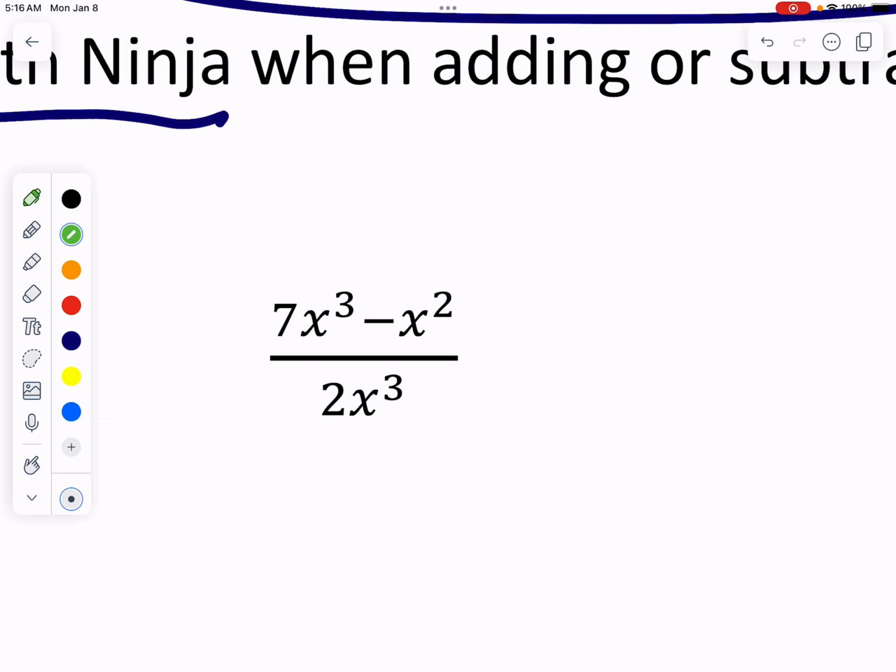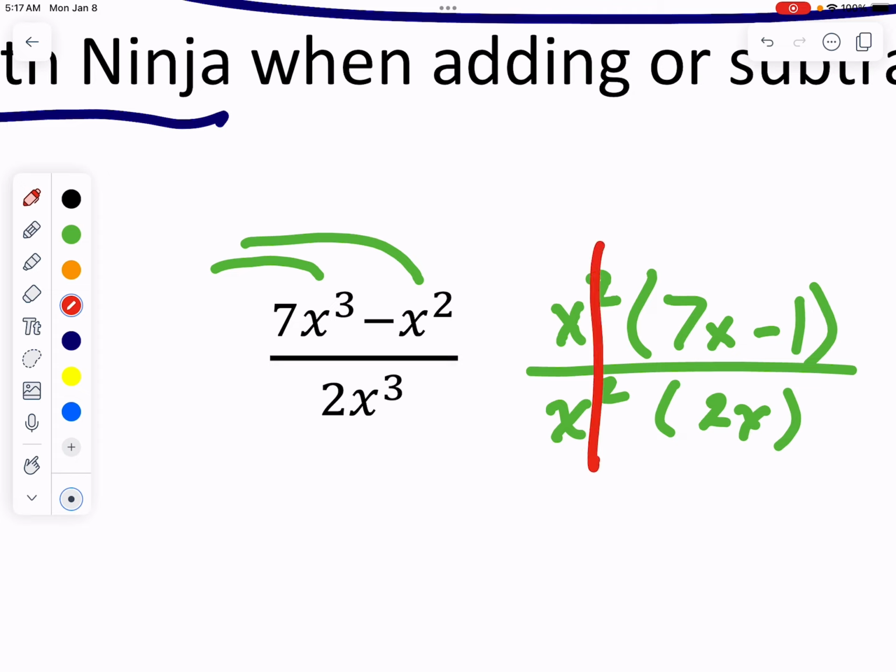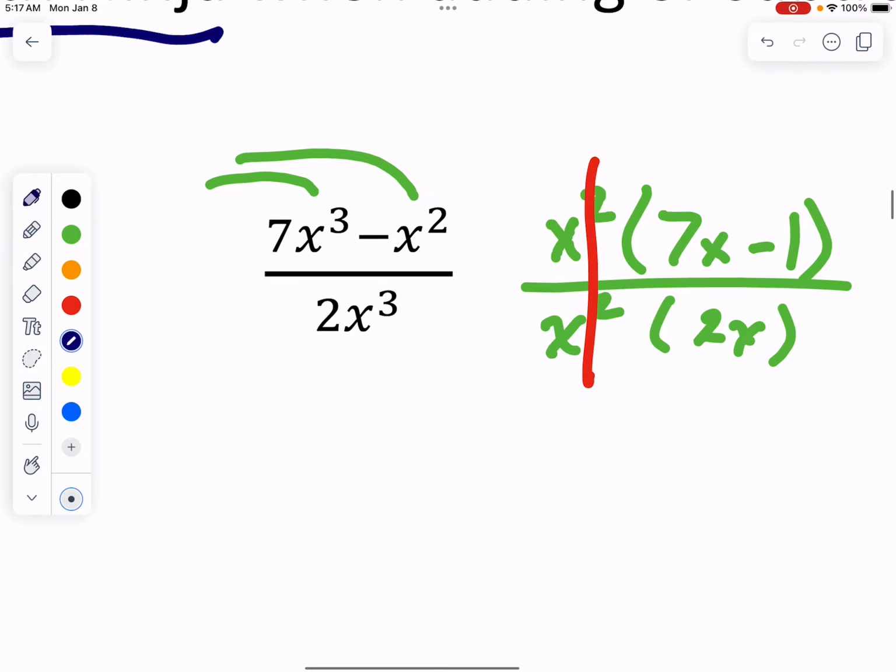Okay, looking for a GCF on the top and the bottom. Looks like everything has x in it. I can factor out a couple of x's on the top, leaving 7x minus 1. And on the bottom, I can factor out a couple of x's, leaving 2x. Math Ninja, the common factors. The result is your answer.